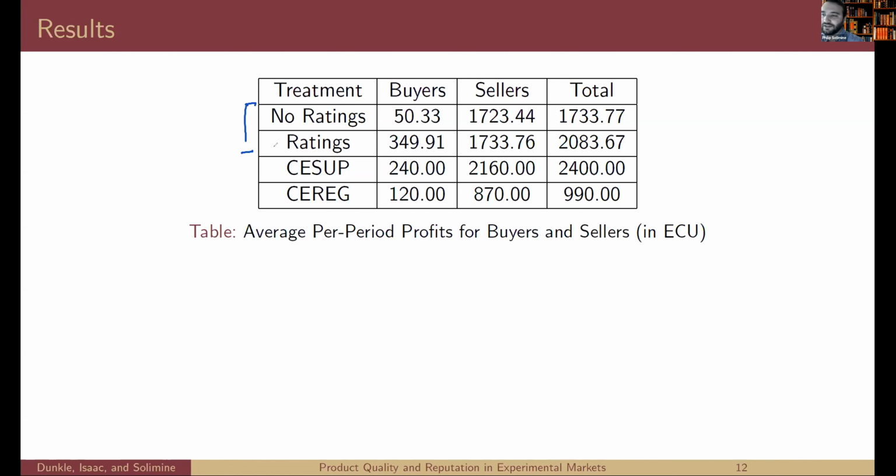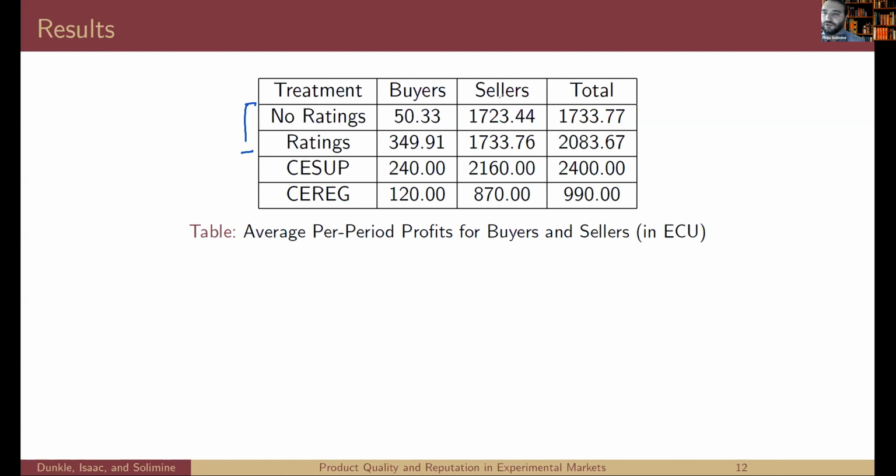Once we introduce ratings, the buyer profit shot up substantially, a lot more than we might have even expected in a market where the only good selling was a super or a high quality good. They made a lot more than that, and the sellers really didn't change their profits at all. So the profits of the sellers remained basically constant.